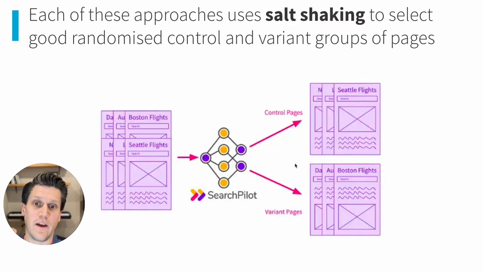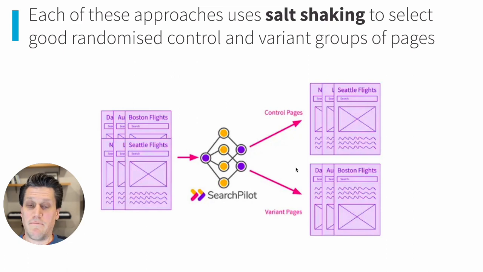And in any of these situations, what we're doing is we're randomizing those selections. So whether we're randomizing the origin of the link or the recipient of the link or both, we are using an approach that we call salt shaking. That is our way of stratifying and trying to make sure that those groups of pages are as statistically similar to each other as possible, because that improves the sensitivity of our testing.